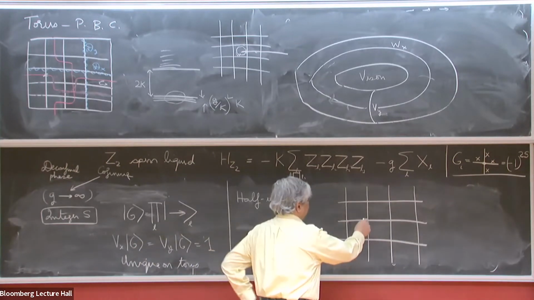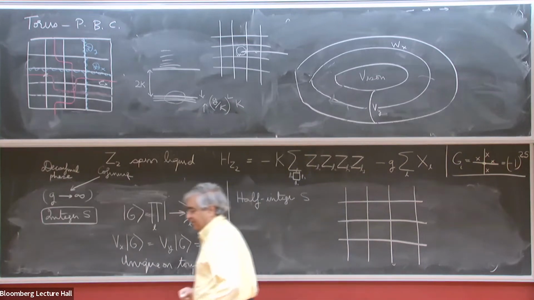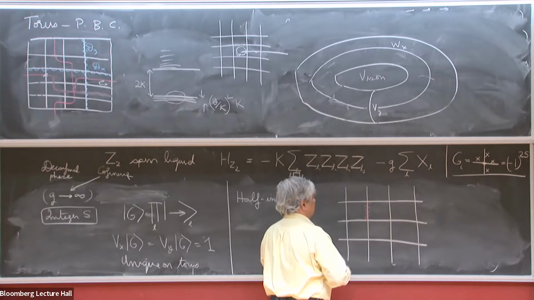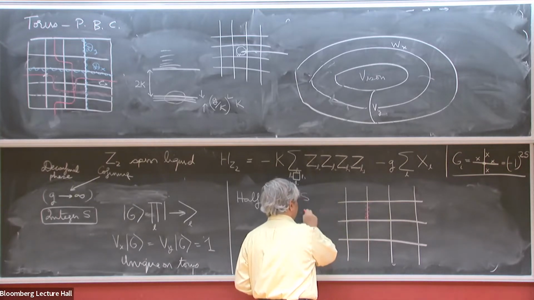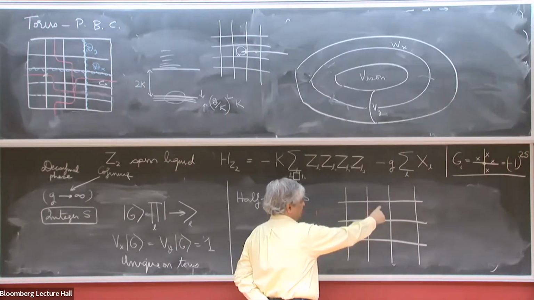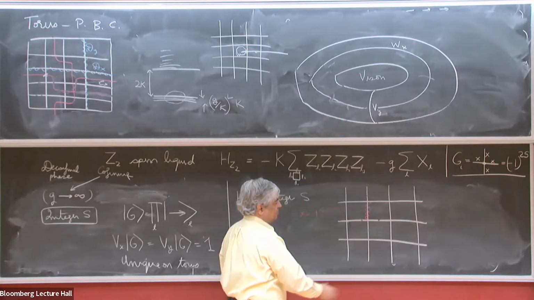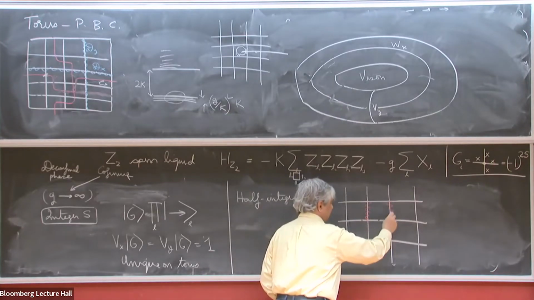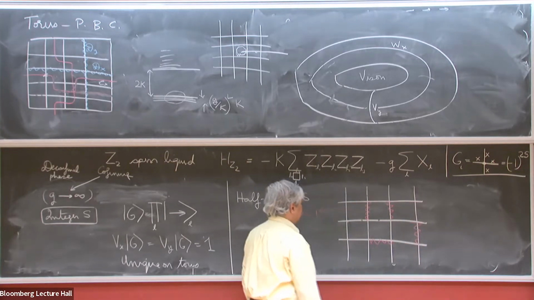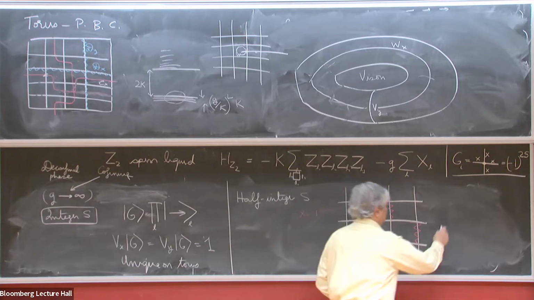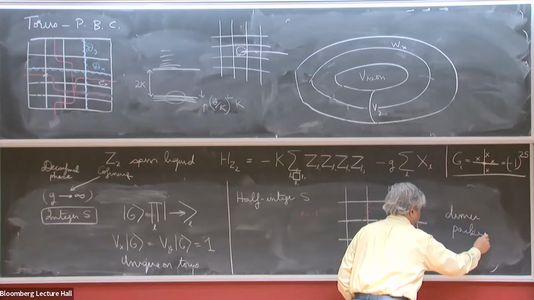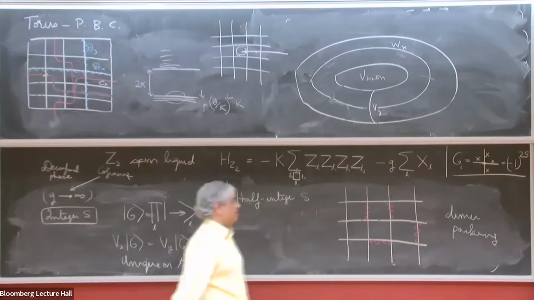So let's say over here, I flip this spin, and let me color it. So this is x equals -1 on this link. Okay, so that link has x equals -1. And now that I flip this, I don't want to flip this, or this. So those are excluded. But I could flip this. I could flip this one, and so on. And you see very quickly what you have is dimer packing. Okay. So you in fact have a huge degeneracy here.